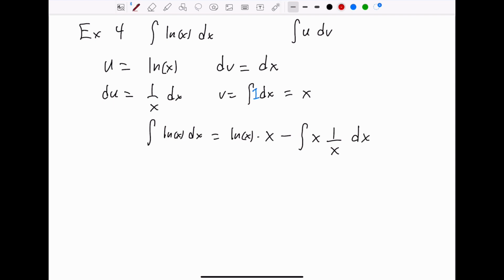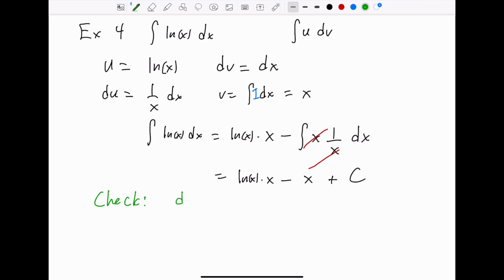Notice how nicely this second integral simplifies. x divided by x, that's simply 1. So we have natural log of x times x minus the integral of 1, which is just x. Tack on a plus c, and we have our answer. Let's go ahead and check this answer.